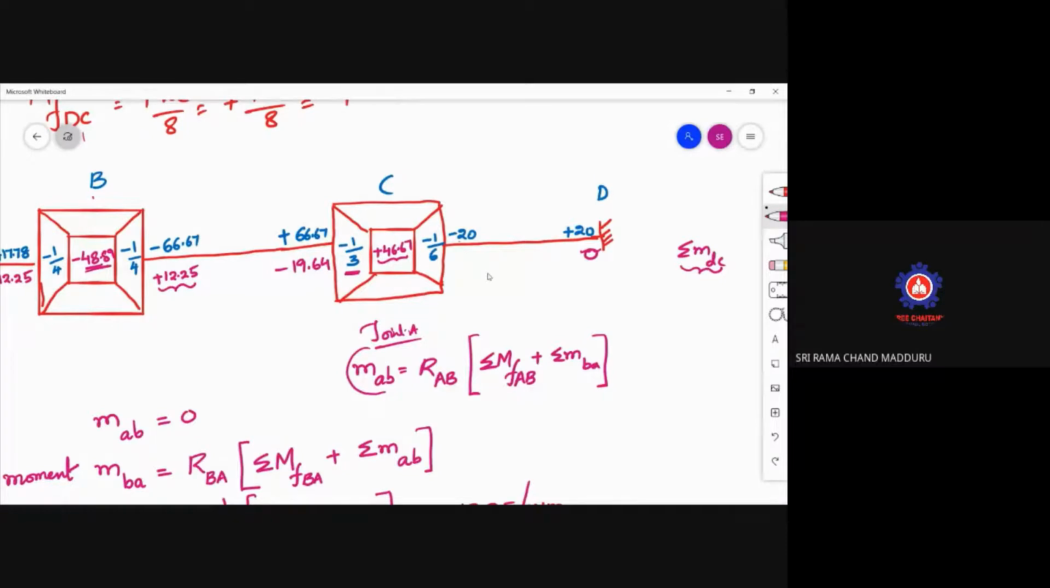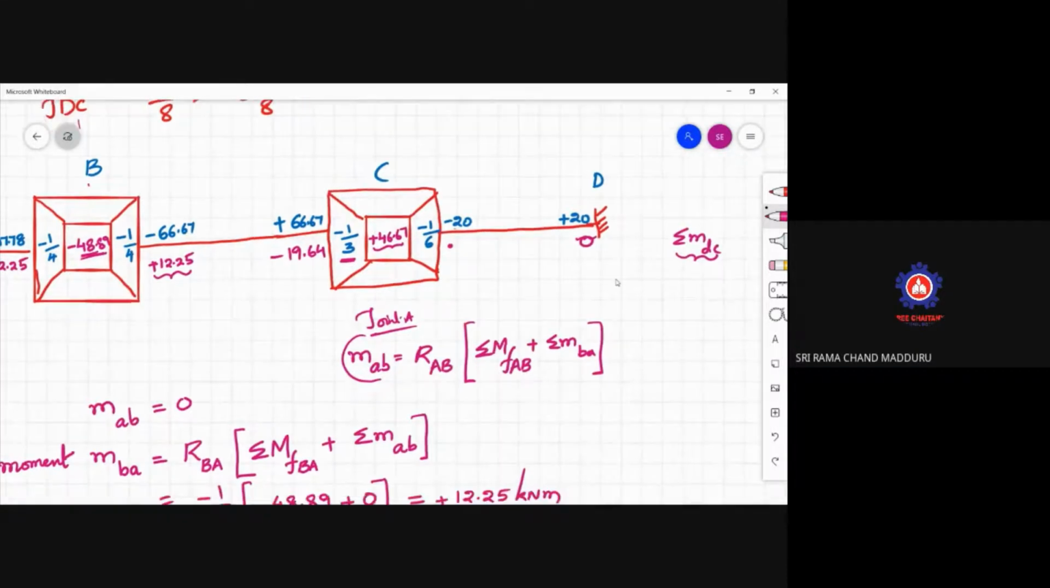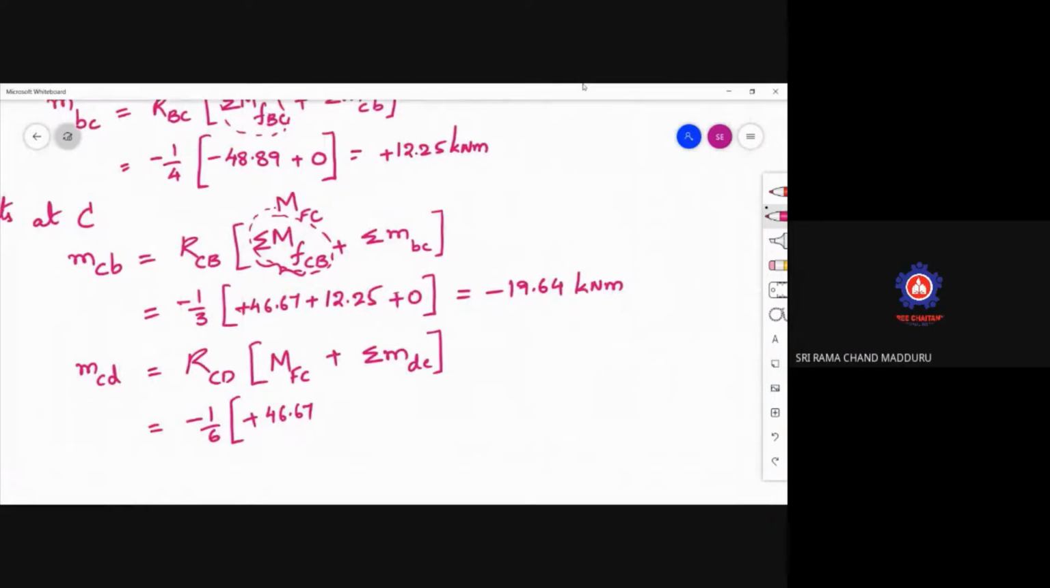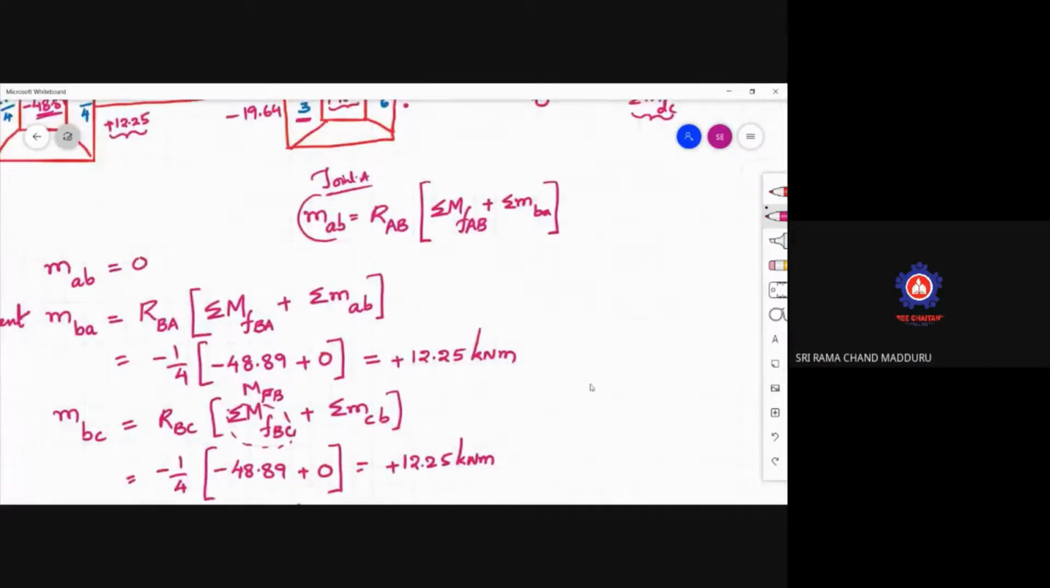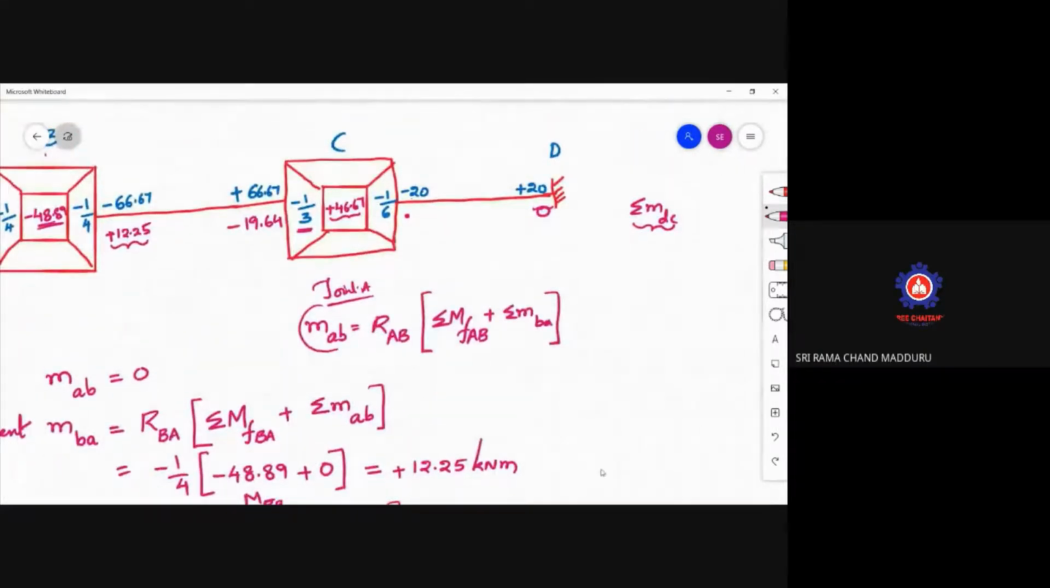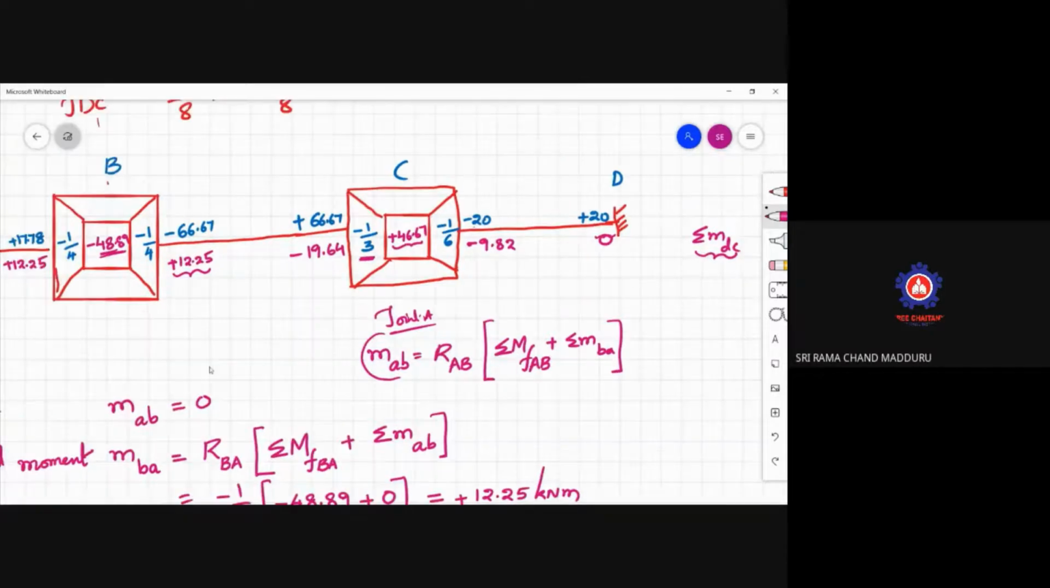It means the summation of the rotational moments for the far end. What are the far ends? Here when you are writing for C, the far ends are B as well as D. So this will be plus 12.25 plus 0. That is the far end. Plus 12.25 plus 0. Plus 12.25 plus 0. So what is this value? Minus 9.82 kilonewton meter.